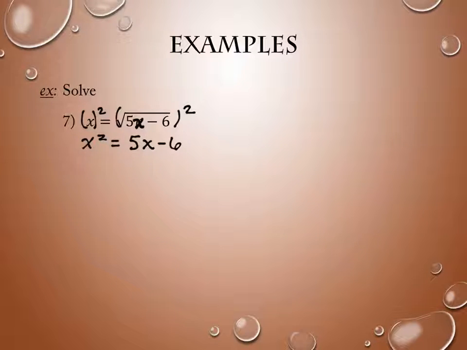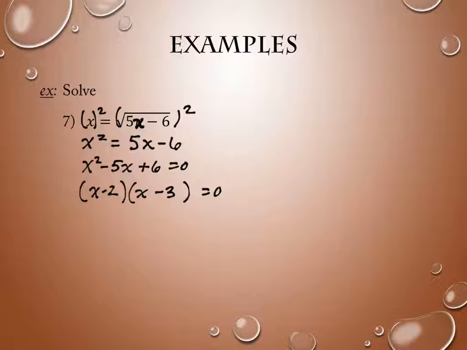So if I move the 5x and the negative 6 to the other side, I'll have x squared minus 5x plus 6. Does that factor? Yeah, it does. What does it factor into? Okay, is everybody okay at this point? So the fact that it factored into 2 pieces means I'm going to have 2 potentially correct solutions. What would I do next? Yep, I need to set each part equal to 0.